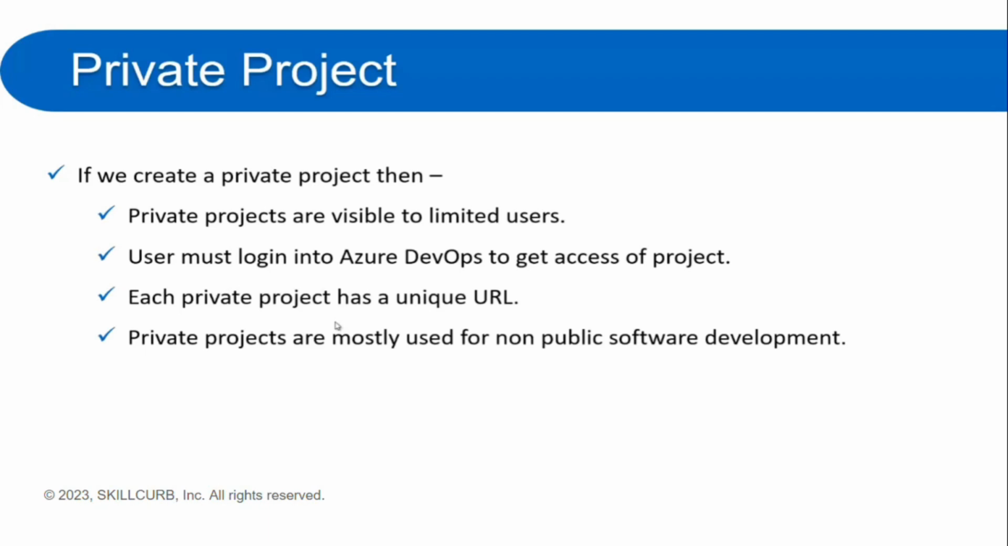Each private project has a unique URL just like the public projects, and private projects are mostly used for non-public software development. So you can use the private projects for critical projects that you don't want to share openly with everyone.